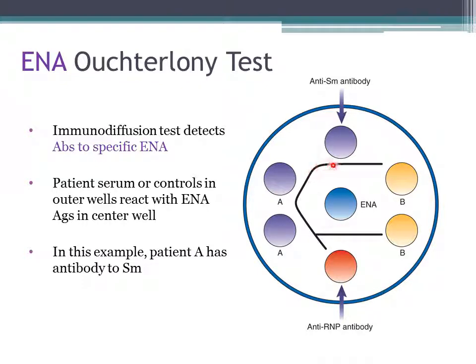So there's a line of identity here between the anti-smooth muscle antibody and the patient. And so we can safely determine that the patient has antibody to smooth muscle. And then down here, same patient, but we had the anti-RNP antibody. We've got a spur. So there's some relationship between the two, but it is likely that they don't have the anti-RNP antibody. And then patient B doesn't have either one.